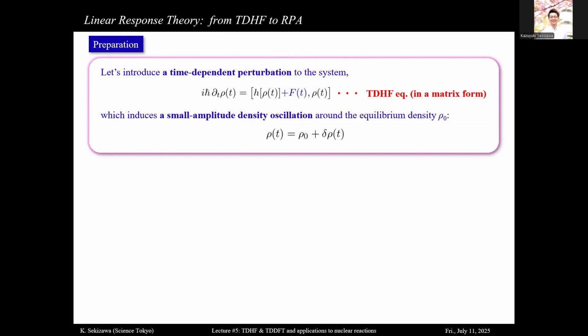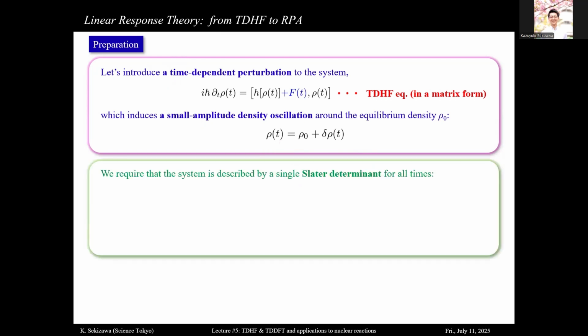And then because of this perturbation, we assume that the one-body density matrix fluctuates around the equilibrium value, rho 0. So the time dependence of the one-body density matrix can be written as a constant, which is the equilibrium density rho 0, plus the time-dependent fluctuation, delta rho t. Okay. So this is a basic assumption to derive the RPA.